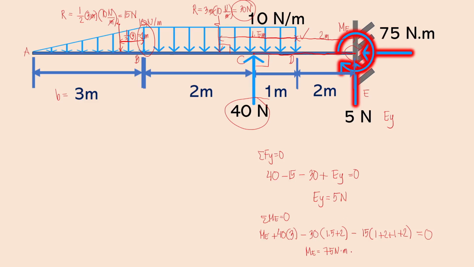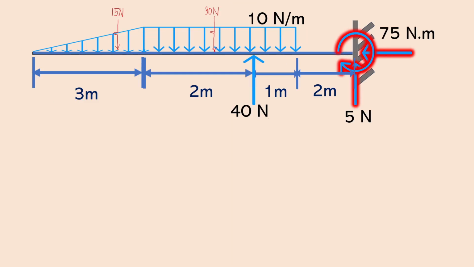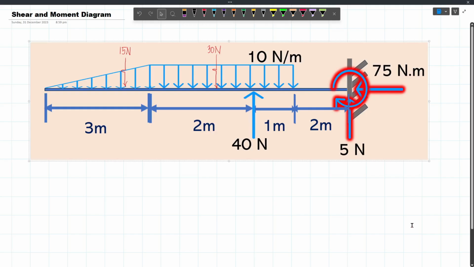Now since our result is positive, that means that our assumption of the direction of the reaction is correct. And so this is actually clockwise. And since this is also positive, that means our assumption is correct, and EY is actually upward. And so I will just erase this. We will first form our shear diagram. I will just screenshot this one, and continue solving the problem in OneNote so that our discussion is more interactive.